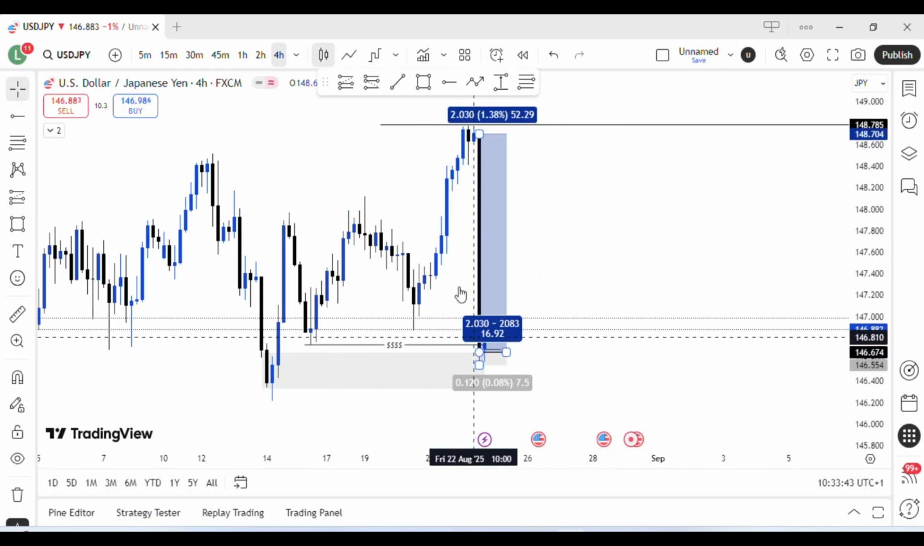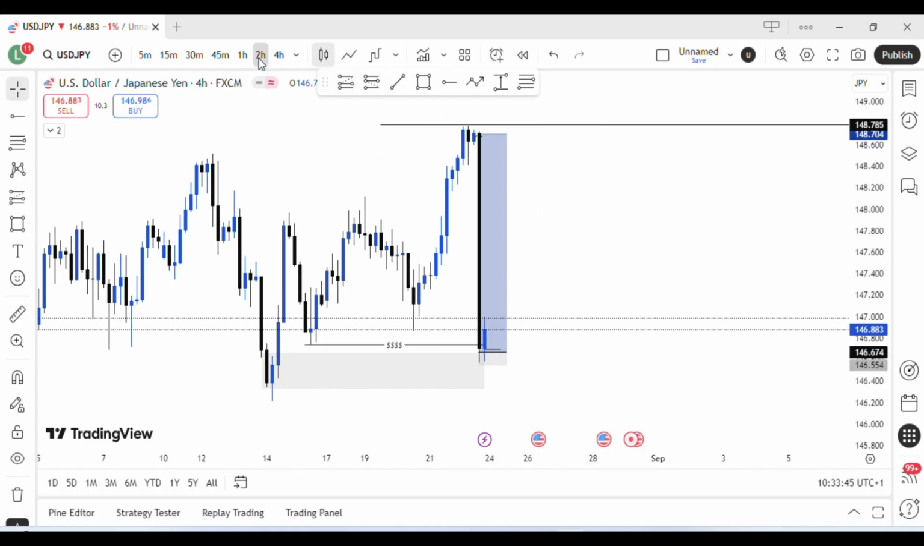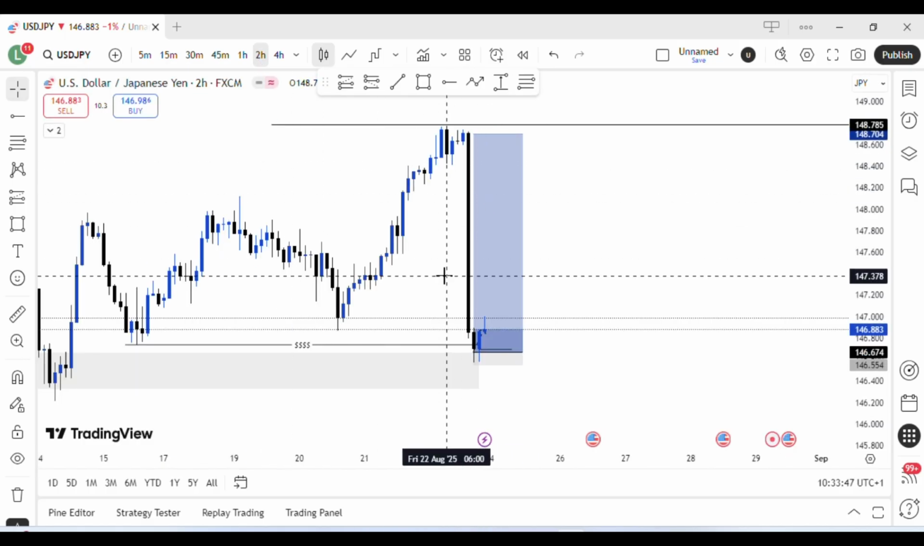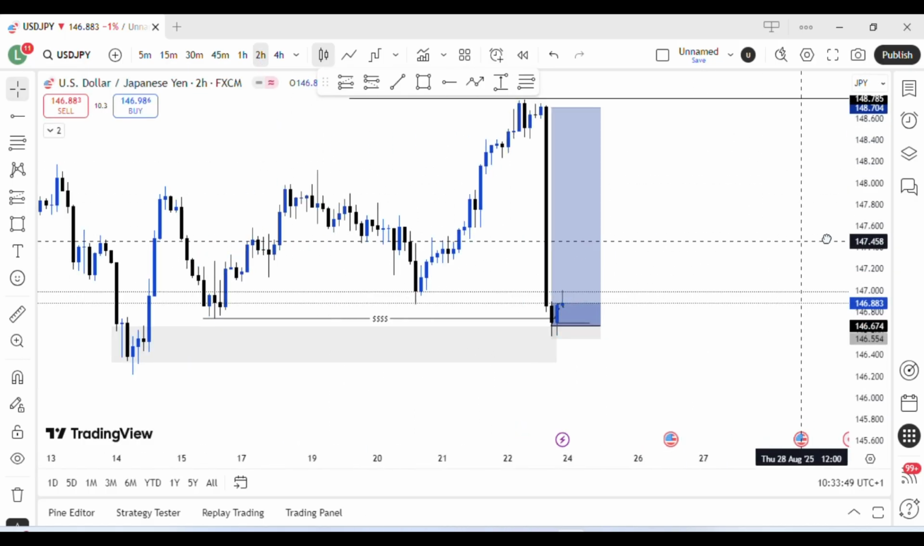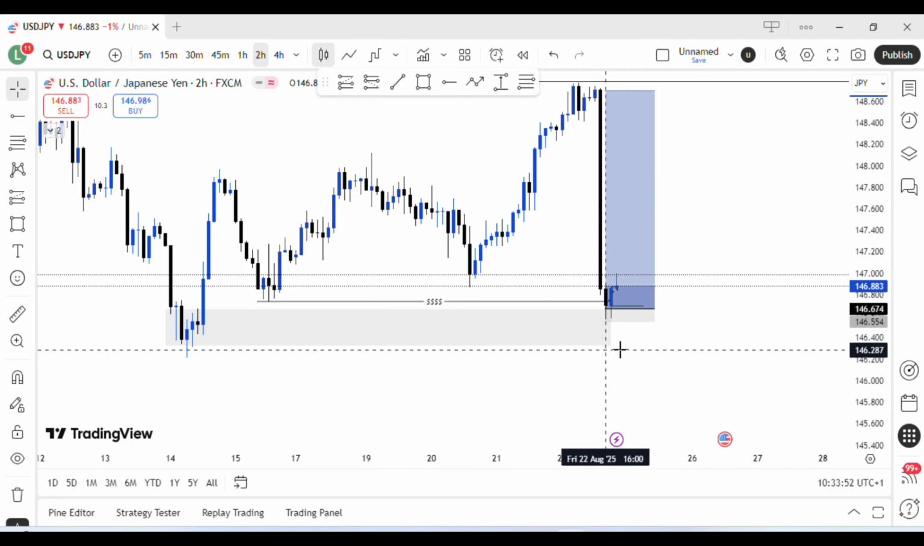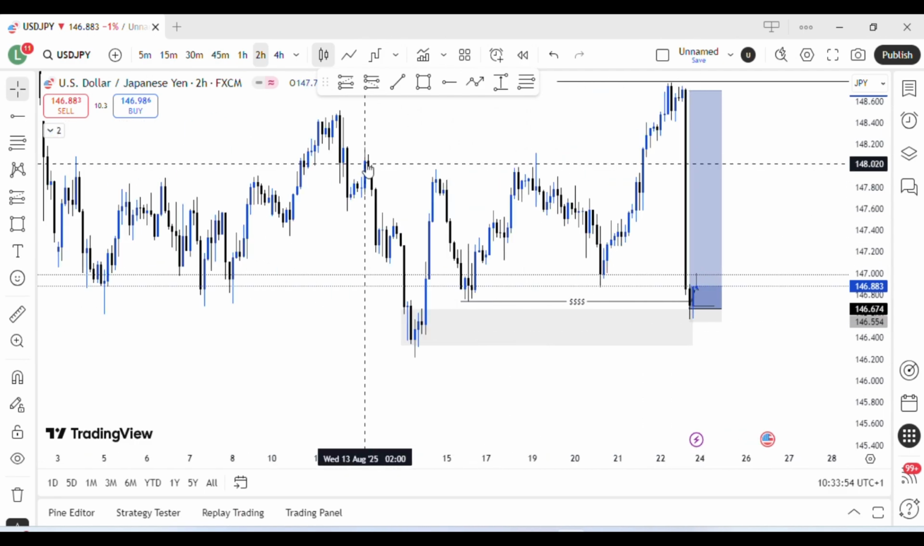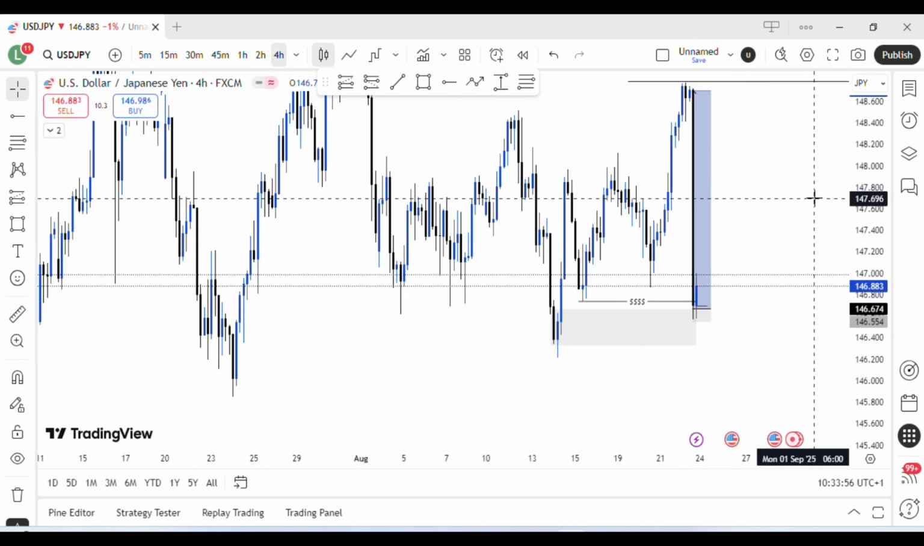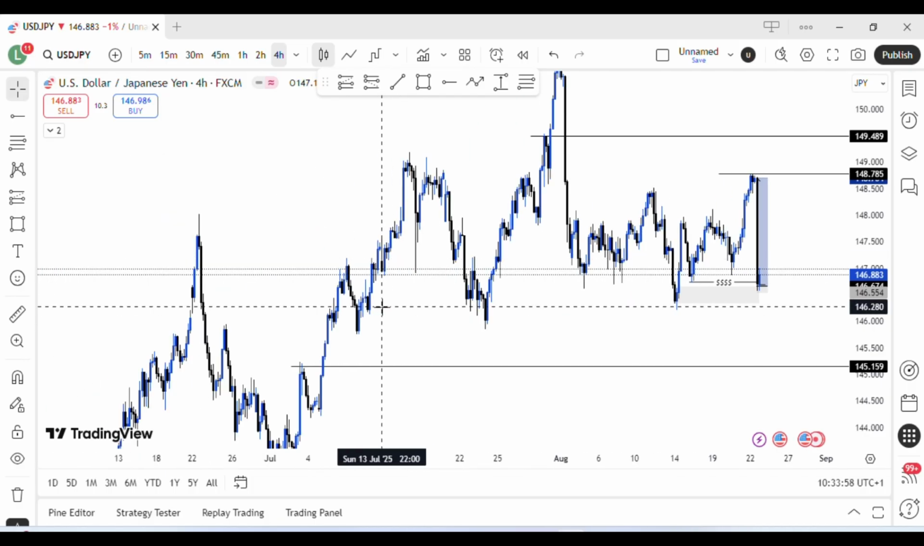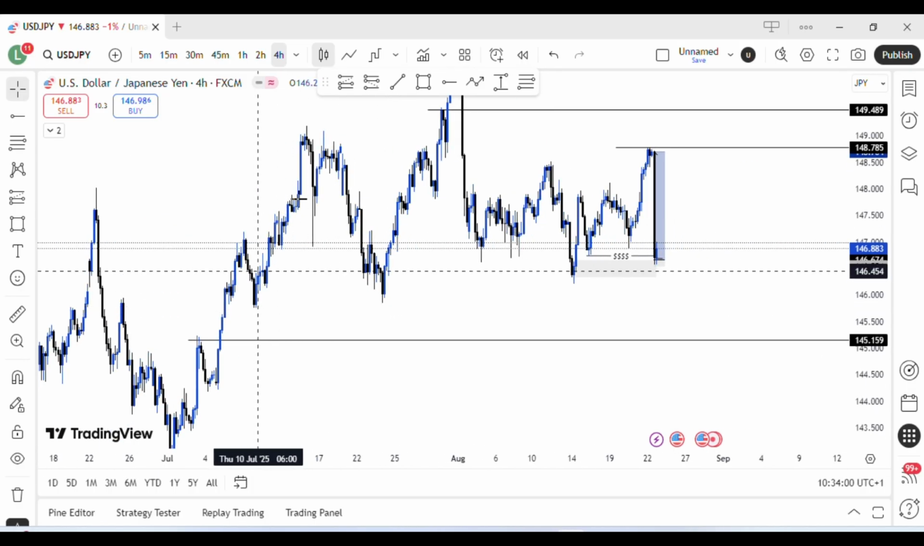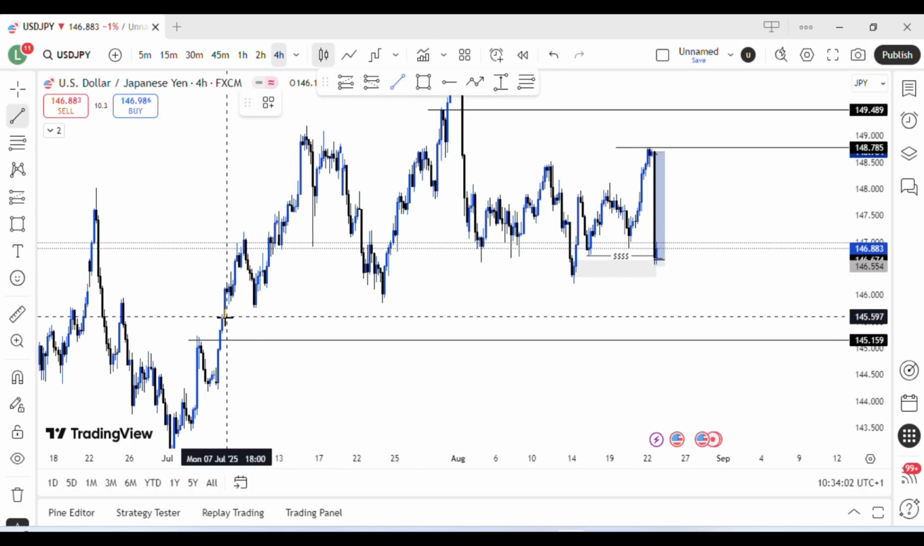So USDJPY, I'm already on this trade. I'm already on it. So how did I get the buy? Let's go to the 4 hour time frame. On the 4 hour time frame, it looks something like this.